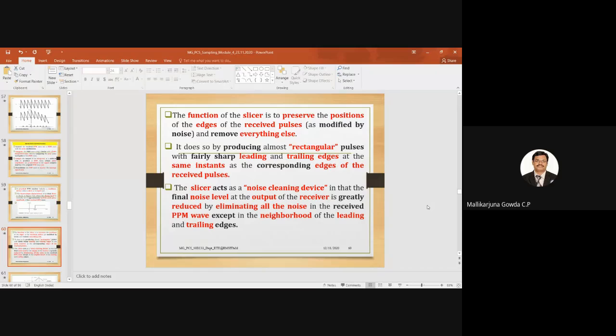At least at the edges of the PPM wave, it will be cleaning the noise, but there will be some amount of noise near the leading and trailing edges. That will not be cleaned up by this slicer circuit. Exactly at the position of the trailing and leading edge, it will be able to eliminate the noise.